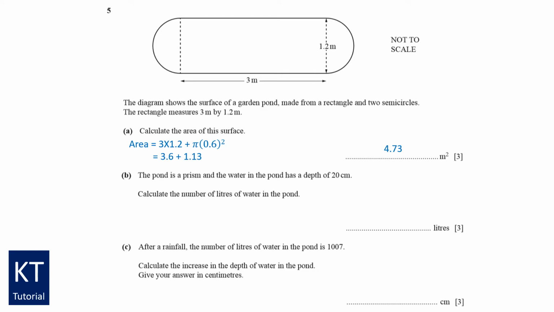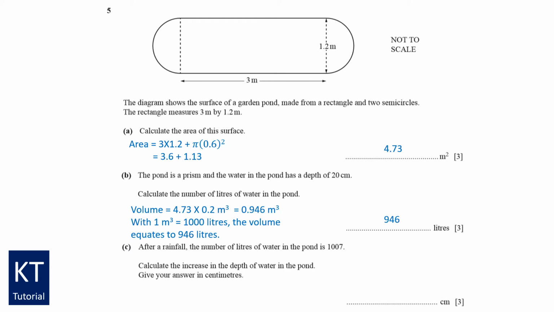Next, the pond is a prism and the water in the pond has a depth of 20 centimeters. Calculate the number of liters of water in the pond. We start by identifying the volumetric space, which is the area multiplied by its depth. Then we will convert this volume into liters.